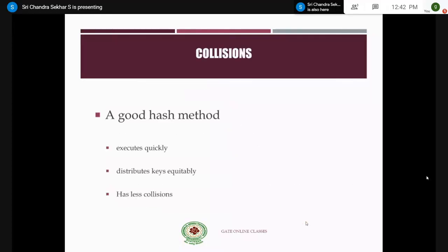So collisions. We know what a collision is. If more than one value is pointed to the same index, if more than one value is indexed to the same value, then it is called a collision, right? So a good hash function executes quickly, it distributes keys equally, and it has fewer collisions. These are the properties which you have.